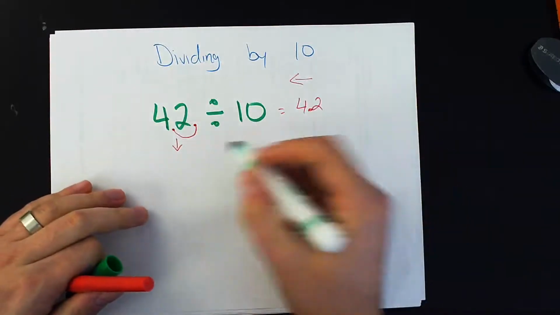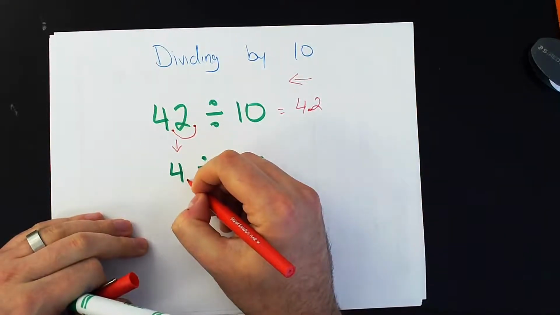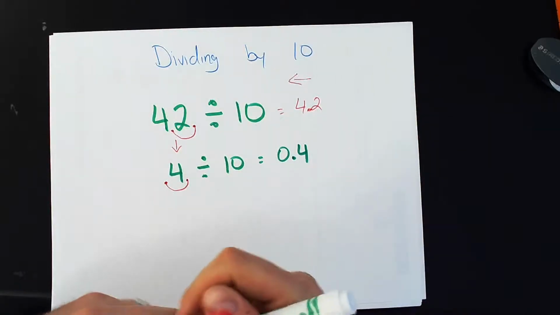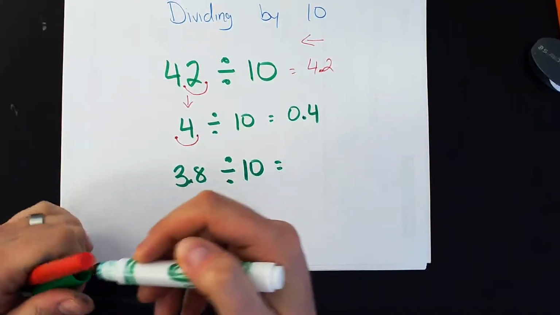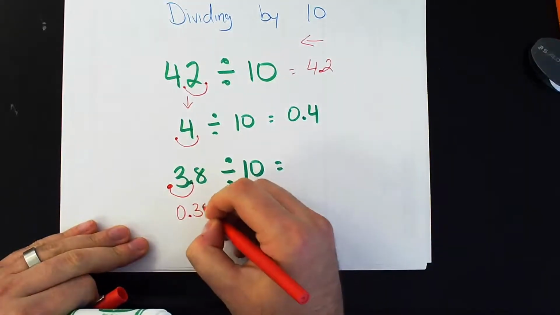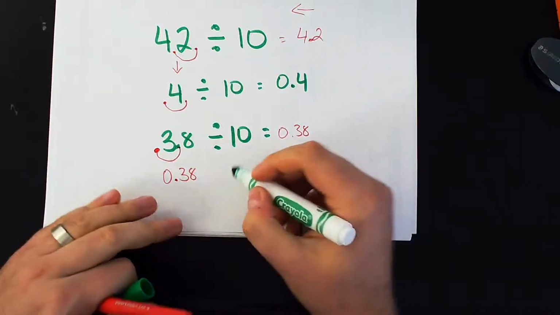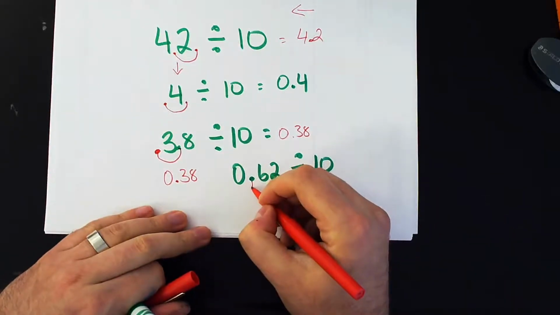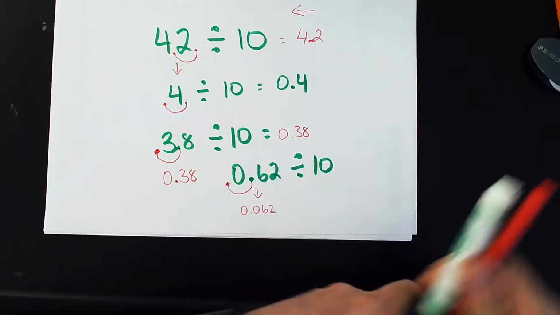Okay. If you did the number 4 divided by 10, this decimal was over here. You move it here. You now have an answer of 0.4. Let's try some trickier numbers. Let's look at 3.8 divided by 10. Again, the decimal's over here. You go to the left to make the number smaller. 0.38 is your answer. This will apply for any decimal, even if you did 0.62 divided by 10. This decimal moves over to the left one spot, giving you an answer of 0.062. So that works as well.